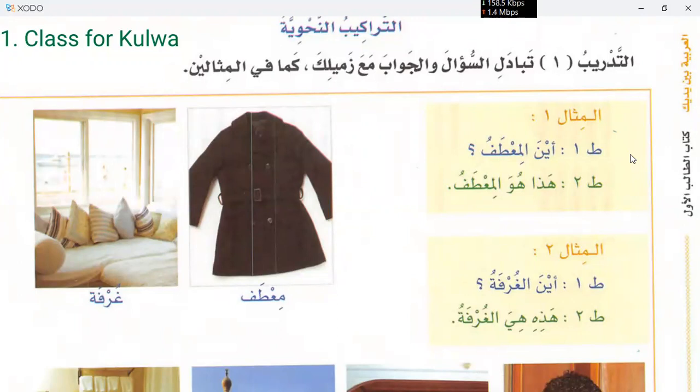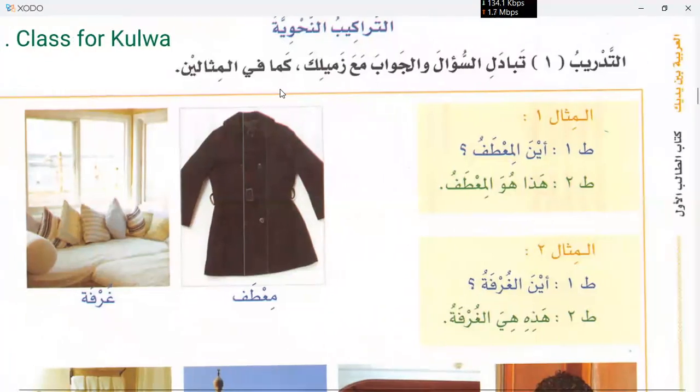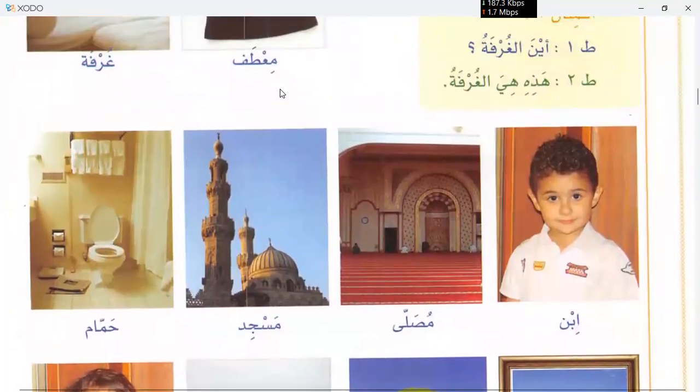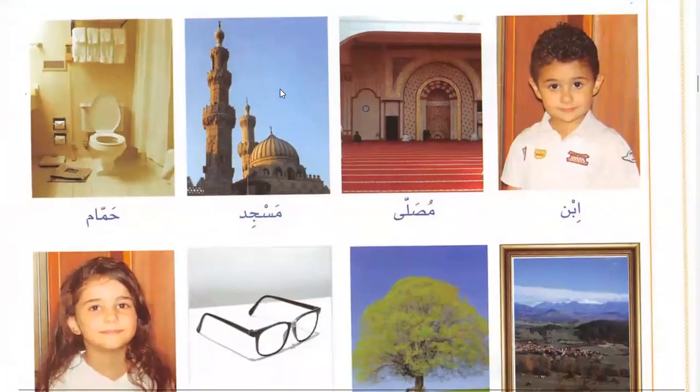Ayn al-mitaf? Where is the court? Haza huwa al-mitaf. Here is the court. Ayn al-ghurfa? Where is the room? Hazihi hiya al-ghurfa. Here it is, the room.